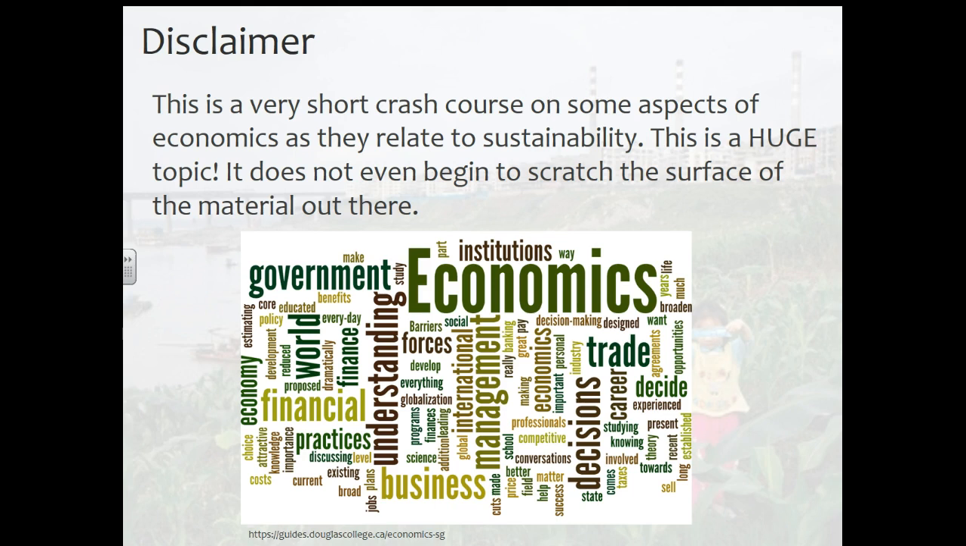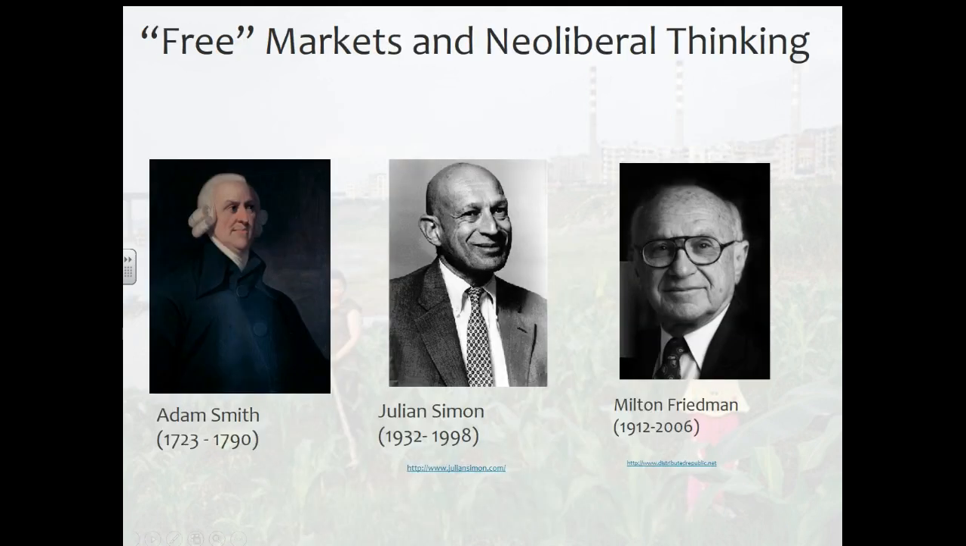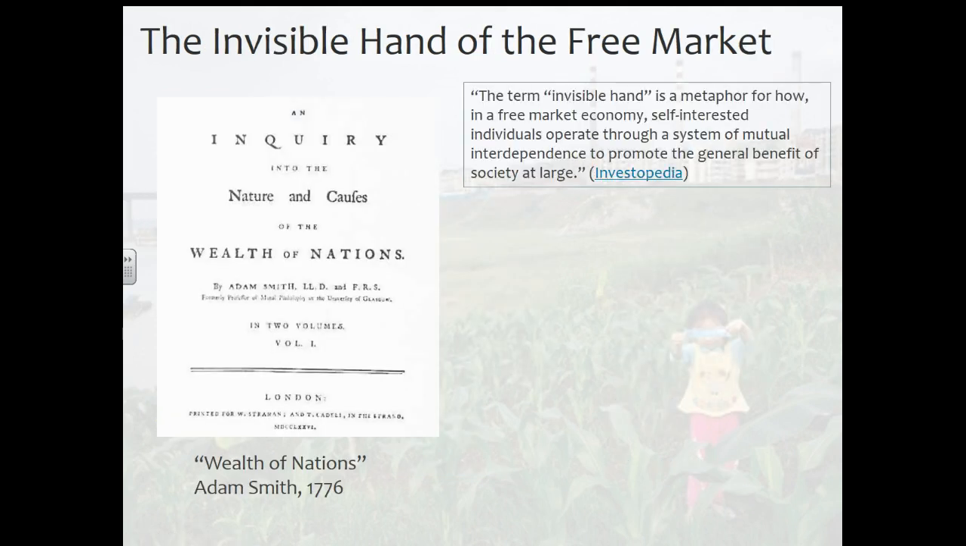I mean, this happens with most of the content of this course, but with economics in particular, this is a humongous field. So I just want to provide that disclaimer. We're just going over a very brief overview, but some important concepts in terms of sustainability. And in this section, we will discuss some of the theories of these three gentlemen that you see here: Adam Smith, Julian Simon, Milton Friedman.